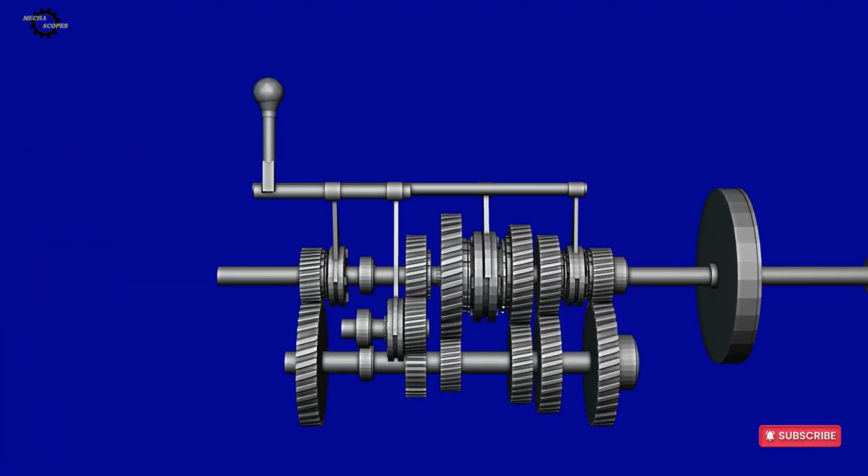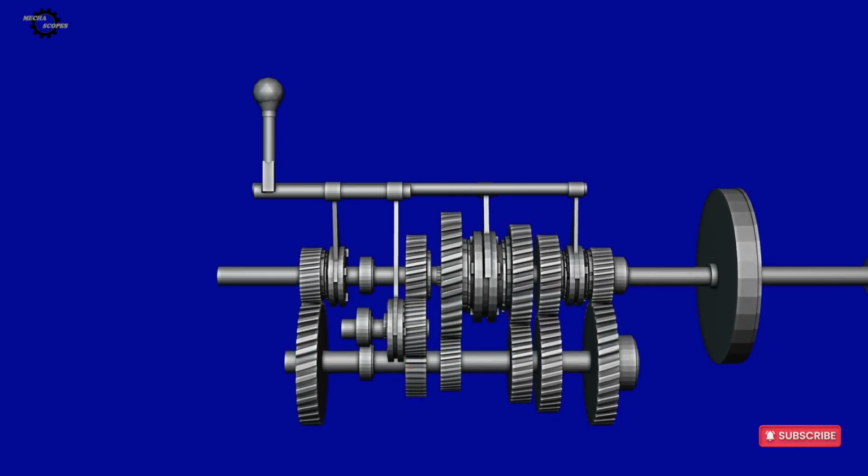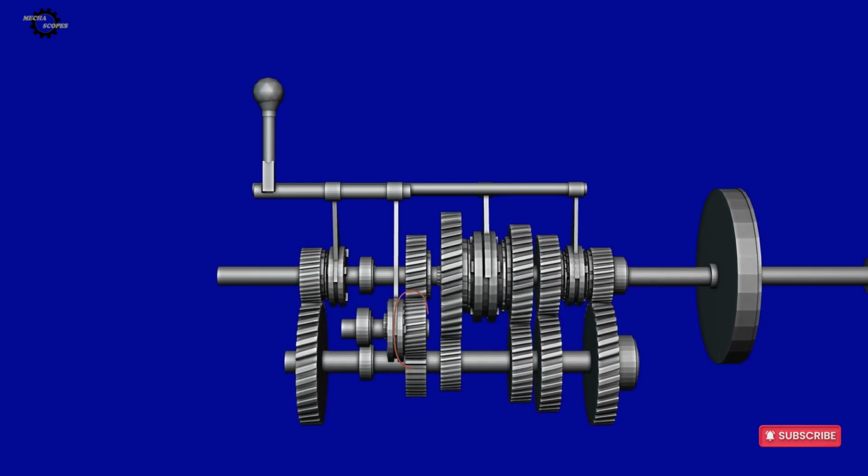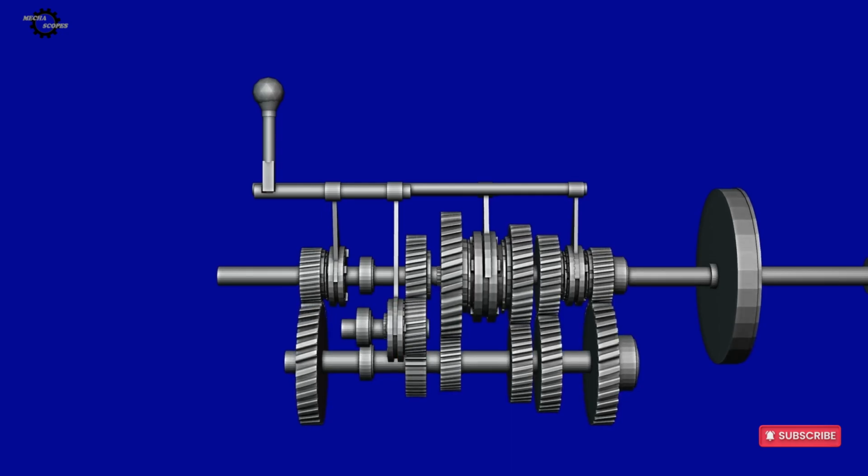Finally, let's look at reverse gear. Unlike the forward gears, reverse uses an additional idler gear positioned between the driving and driven gears. This extra gear changes the direction of rotation of the output shaft. After the reverse gear is engaged, power flows through the reverse gear train, causing the wheels to rotate in the opposite direction and moving the vehicle backward.